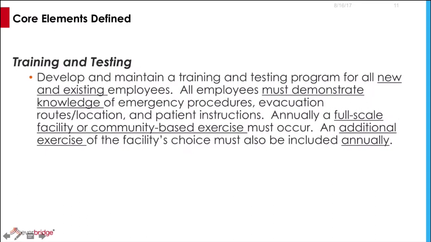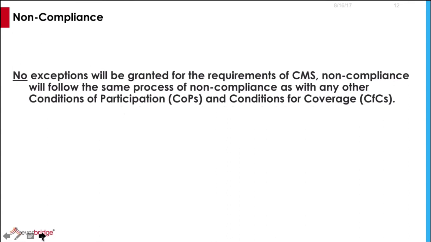And then the fourth core element broken out is the training and testing. We must develop and maintain a training and testing program for all new and existing employees. All employees must demonstrate knowledge of emergency procedures, evacuation routes, and patient instructions. Annually, a full-scale facility or community-based exercise must occur, and an additional exercise of the facility's choice must also be included annually. When we talk about the interpretive guidance, I'll give you some more specific examples of each of those.